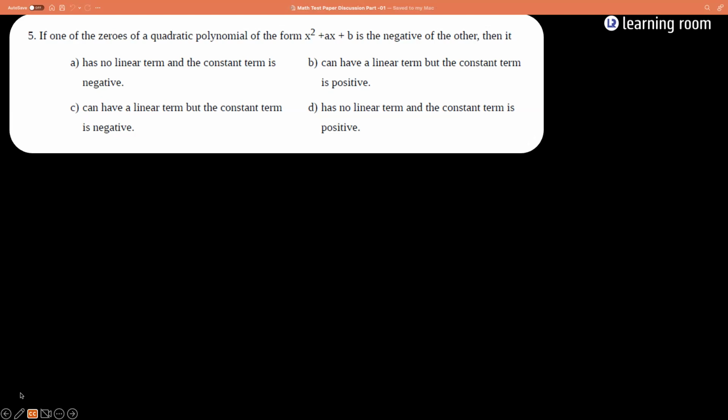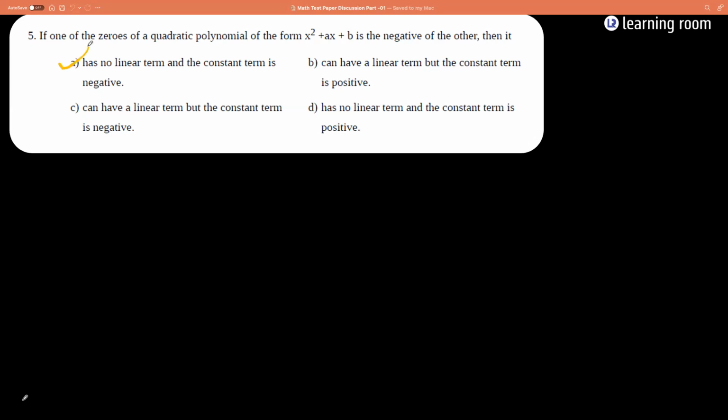So what is the answer for this? If one of the zeros of a quadratic polynomial of the form x square plus ax plus b is negative of the other, then it has no linear term and the constant term is negative.